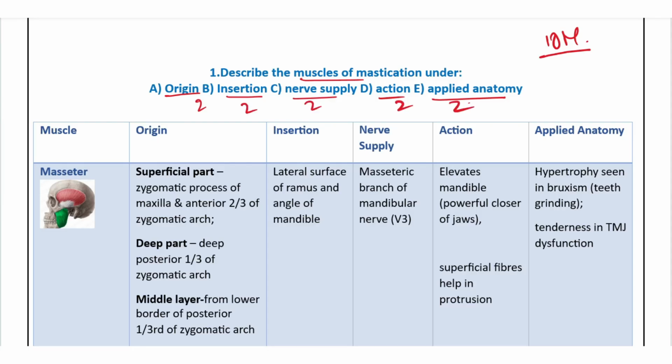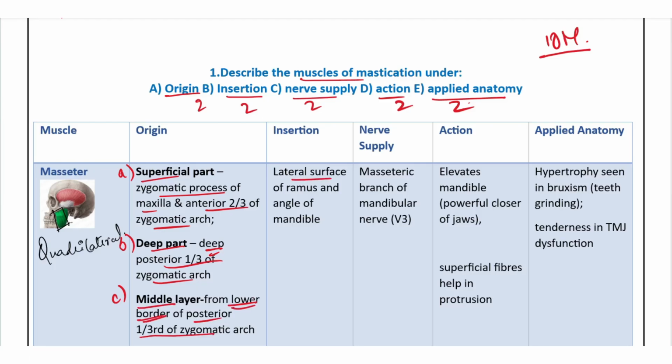Coming to the first muscle of mastication, that is the masseter. As we all can see in this diagram, it is a quadrilateral shaped muscle. It has 3 fibers: superficial, deep, and middle. So the origin also is from 3 parts: the superficial part, the deep part, and the middle part. The superficial part is from the zygomatic process of maxilla and the anterior 2/3 of the zygomatic arch. The deep part is from the posterior 1/3 of the zygomatic arch, from the deep part. And the middle layer is also from the posterior 1/3 of the zygomatic arch, but it's from the lower border.